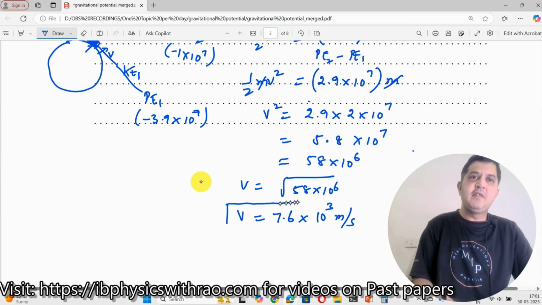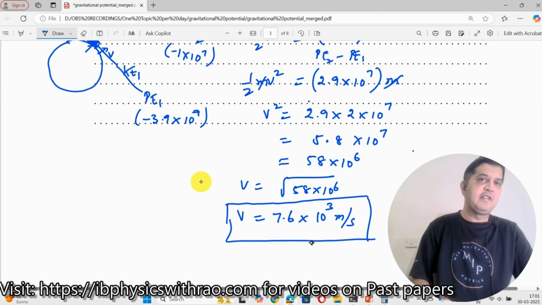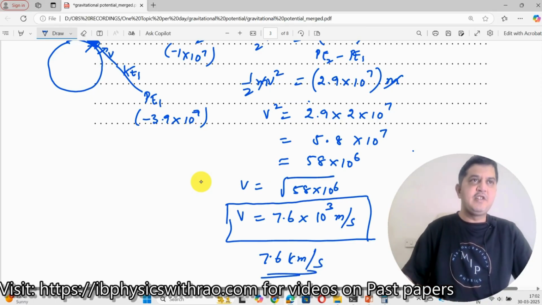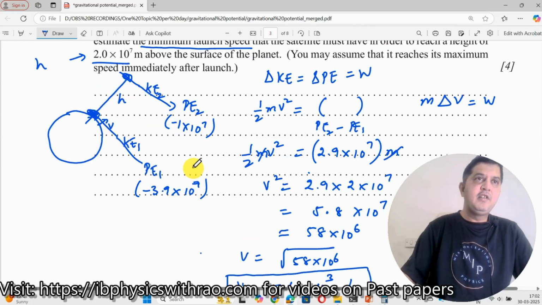Thus, the velocity of launch should be around 7,600 meters per second, or 7.6 kilometers per second. This is the speed at which you should launch the satellite so that it reaches that height. Which height? The height of 2 × 10^7 meters.